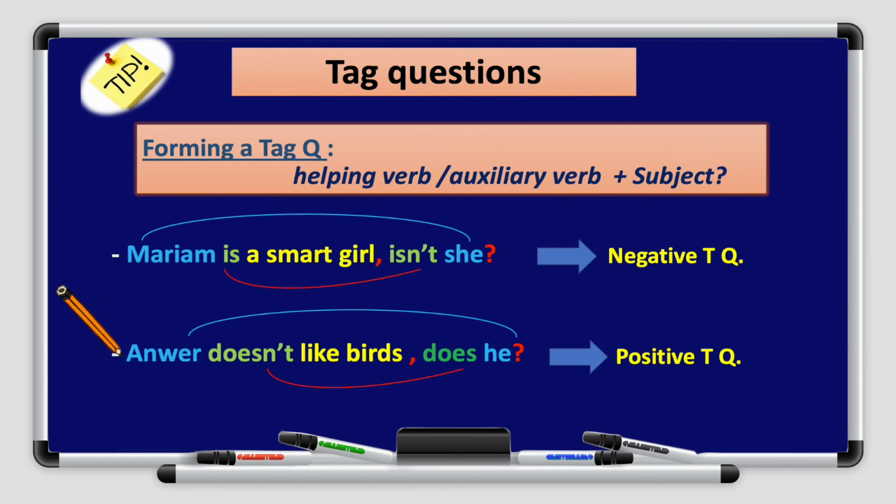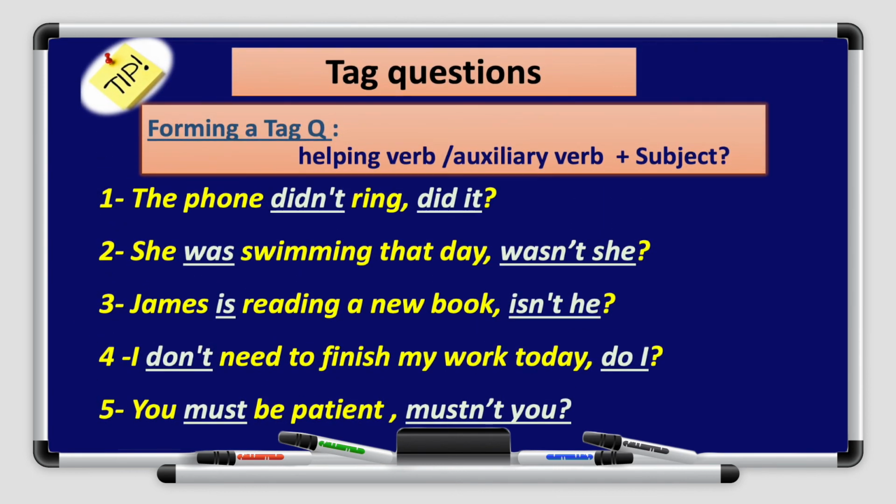Number 2, Anwar doesn't like birds. Doesn't is the helping verb in the negative, so I have to convert it into positive. Does he? I have more examples for you to read. The phone didn't ring, did it? She was swimming that day, wasn't she? James is reading a new book, isn't he? I don't need to finish my work today, do I? And the last one, you must be patient, mustn't you?